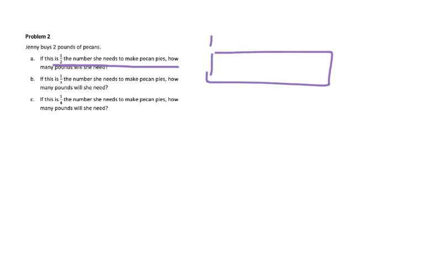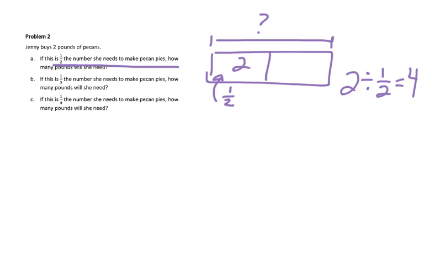We draw our model, and we don't know how many pounds she'll need, but we do know that she has 2 pounds, and 2 pounds is equal to half, right? So this is half, and the value of this half is 2. So if we know 1/2 is 2, how much would the whole amount be? So what this is saying is 2 divided by 1/2 equals 4, right? Because 2 and 2 is 4.